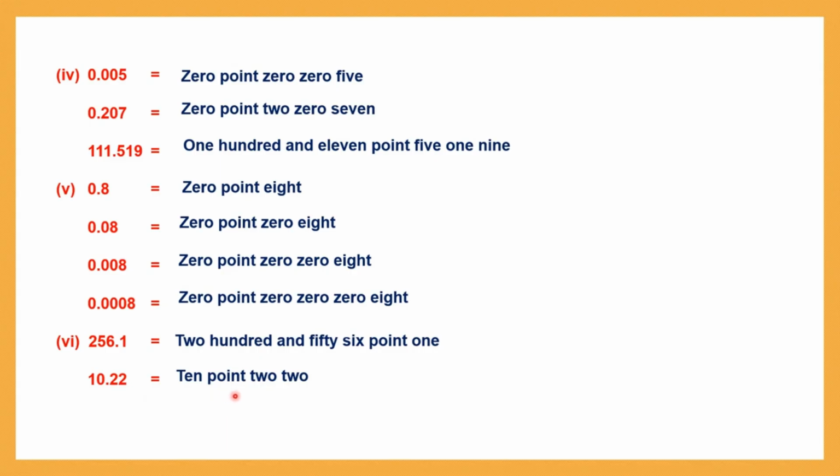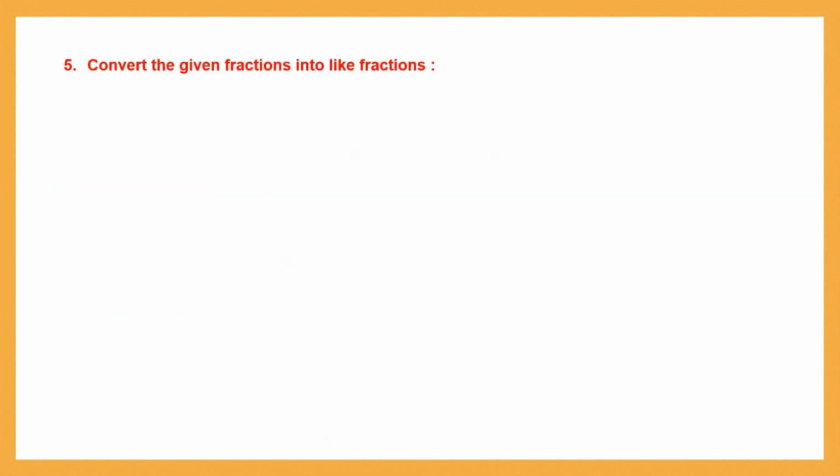10.22. Don't read it as ten point twenty-two. After the point, each digit has to be read separately. 0.634. Question 5. Convert the given fractions into like fractions.